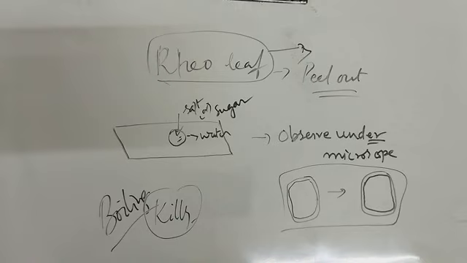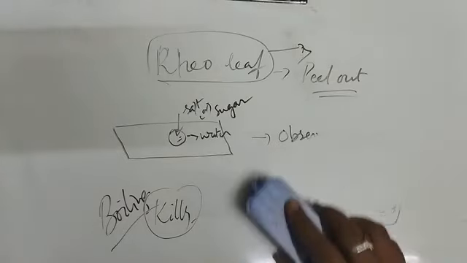Next, let us discuss turgor pressure. What is this turgor pressure? And why do plant cells, fungal cells, and bacterial cells have a cell wall? What is its importance?